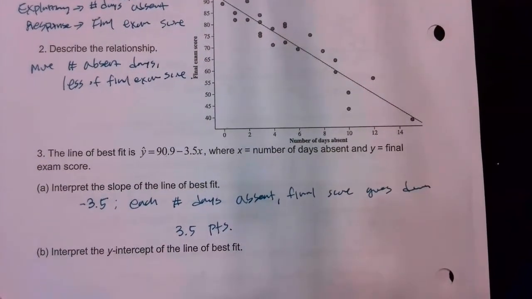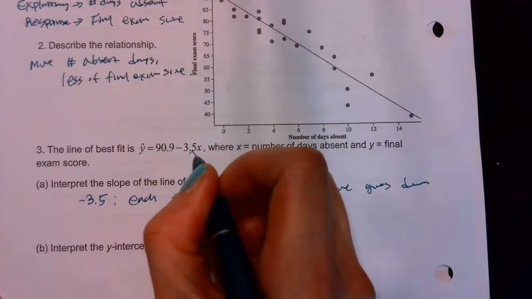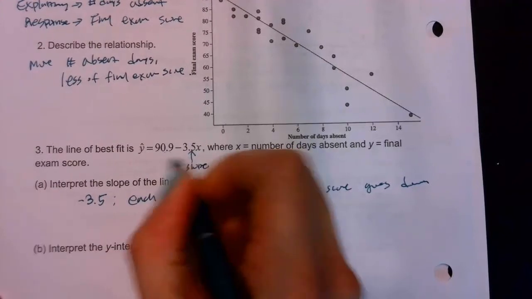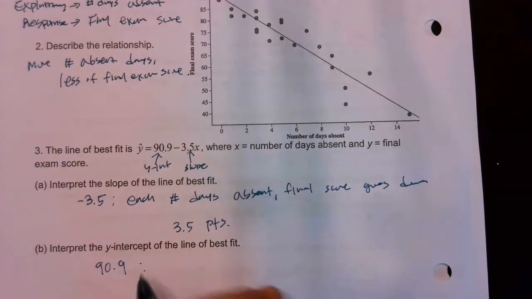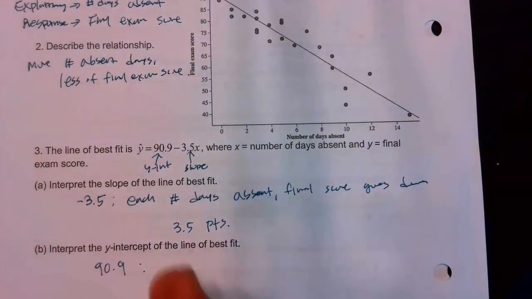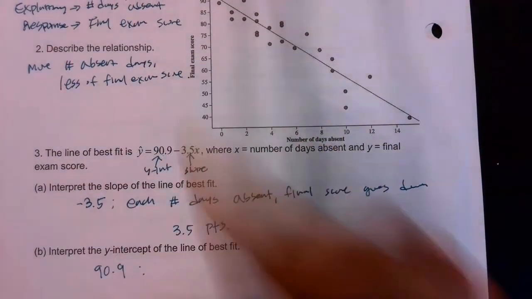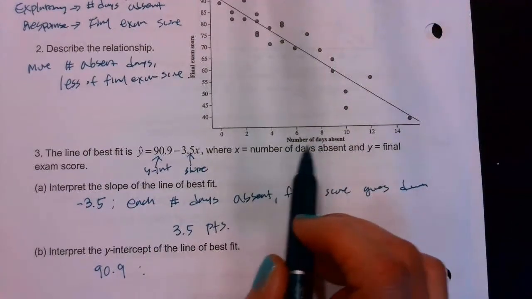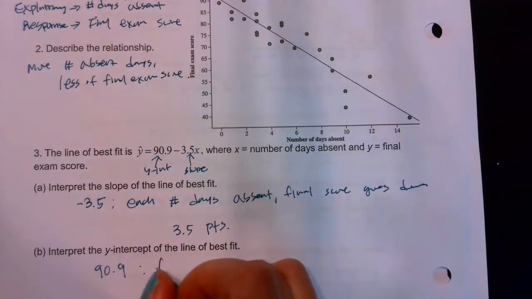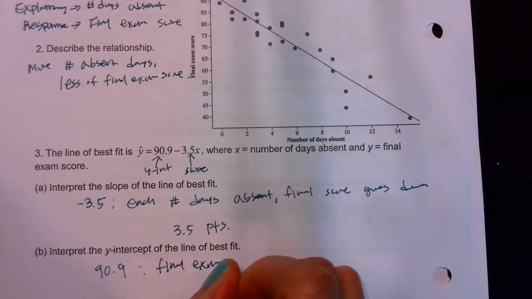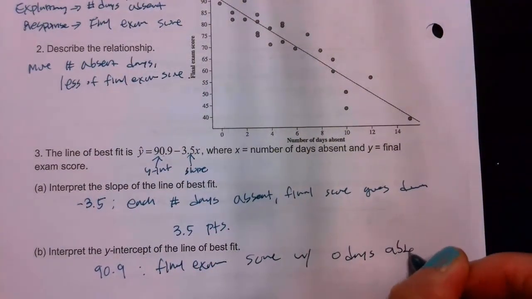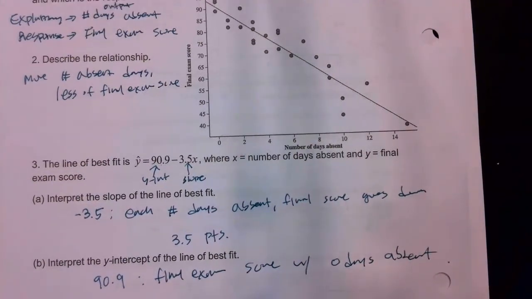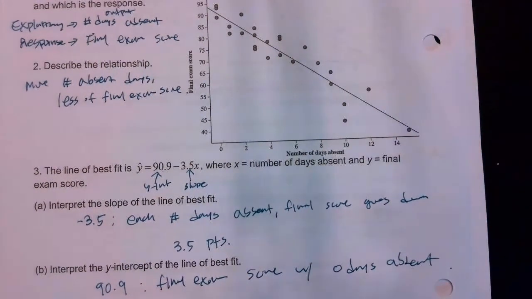Okay, what about the y-intercept? So this is the slope, and that's the y-intercept. Y-intercept is 90.9. What does that mean? That means the y value when x is equal to 0. In other words, the final exam score when you had 0 days absent. Cool. All right, perfect. Let's keep going.